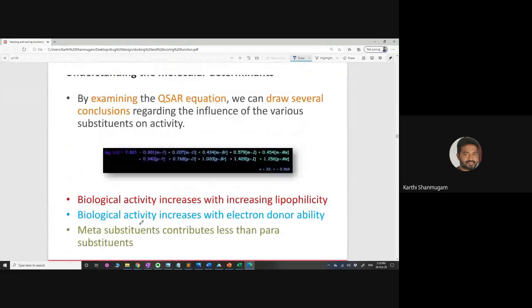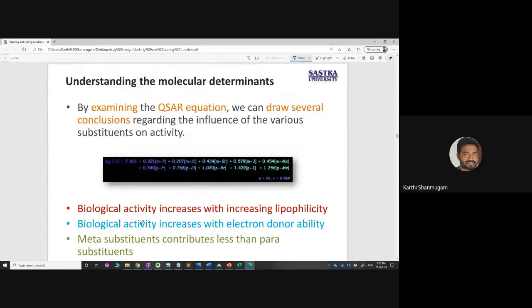Okay, so we will take this equation again for understanding a few more things, right? Already you know what is meant by n equal to 22 here, and r equal to 0.969, which is a very good value for the correlation coefficient. 0.969 is a very good value, right? I'll talk about n and r square later.